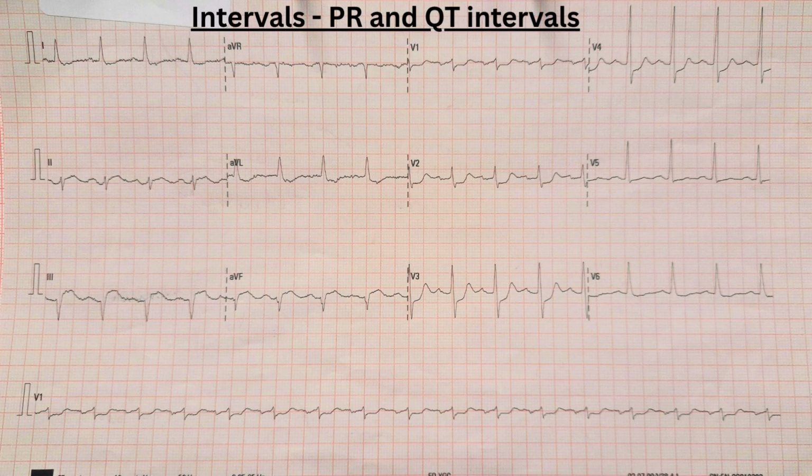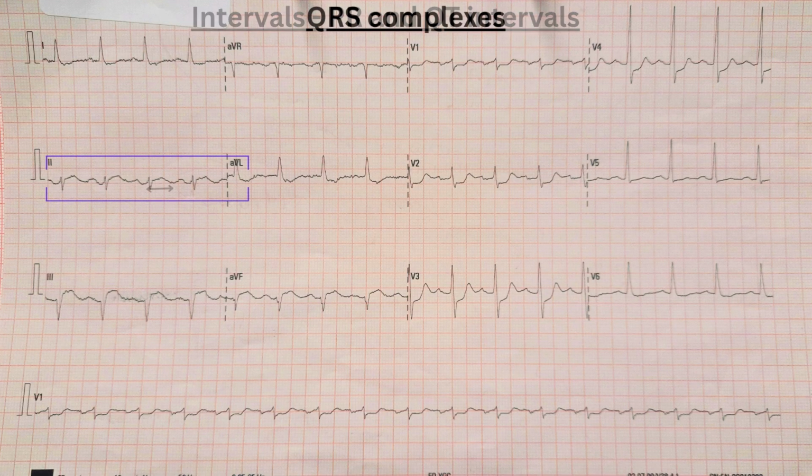Step 5 is intervals, starting with PR interval. Did you notice it is prolonged at about 0.24 seconds? That's around 7 small squares, indicating a first degree heart block. The QT interval. After correcting for heart rate using an online QTc calculator, mdcalc.com, the QTc interval is approximately 439 milliseconds, which is normal. Step 6 is QRS complexes. The QRS complexes are normal, each lasting less than 3 small squares.